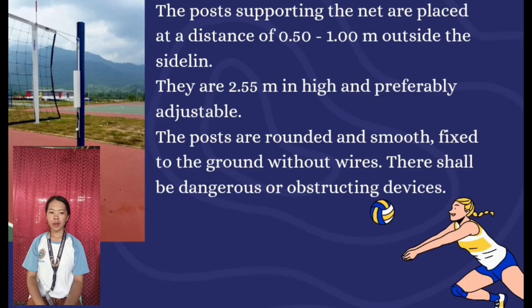Posts supporting the net are placed at a distance of 0.50 to 1.00 m outside the sidelines. They are 2.55 m in height and preferably adjustable. So the poles are the poles that hold the net. Kada bitaw na iburag pusti ni nga may maka hold sa net. They must be placed 0.50 to 1.00 meter outside the sideline so they don't disturb the players. Then the posts are 2.55 meters high and should be adjustable so they can be raised or lowered if needed.